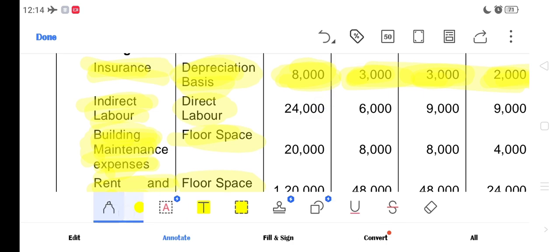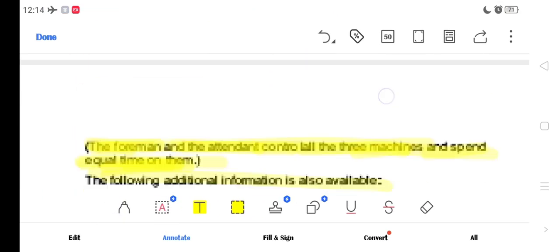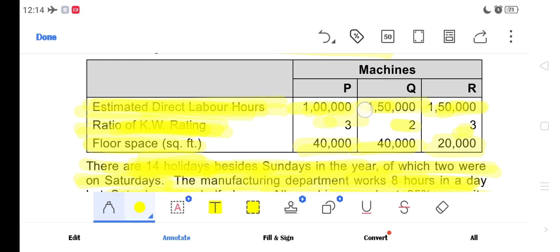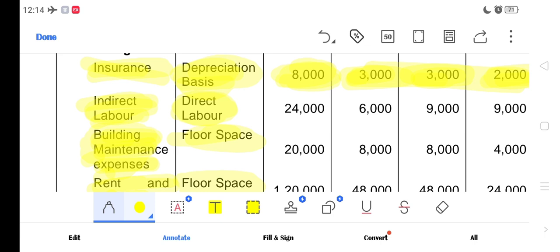Okay, now for the indirect labor, upon direct labor hours you are going to do. Okay, where is this labor hours? Yes, 1 lakh, 1 lakh 50 and 1 lakh 50. So what is the total? 4 lakh. No. So what is the ratio for P? 1 lakh divided by 4 lakh into 100, which is 25%, right? You do it in the calculator while I'm explaining, you get more clarity.